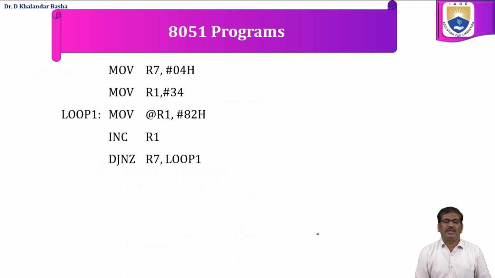Now we'll see the program at a glance. So move R7, comma, hash 04, move R1, comma, hash 34, that is the starting address, move @R1, comma, hash 82H, the data which you want to copy into those memory locations. For pointing to the next memory location, increment R1. So this has to be repeated until R7 is equal to 0. So for that, we'll write DJNZ R7, comma, loop 1.